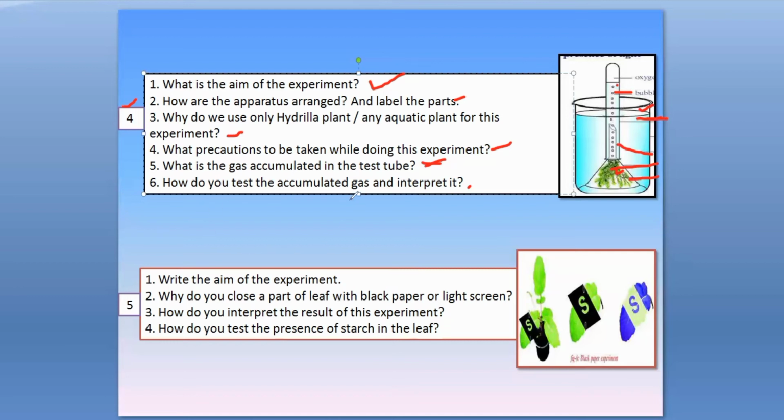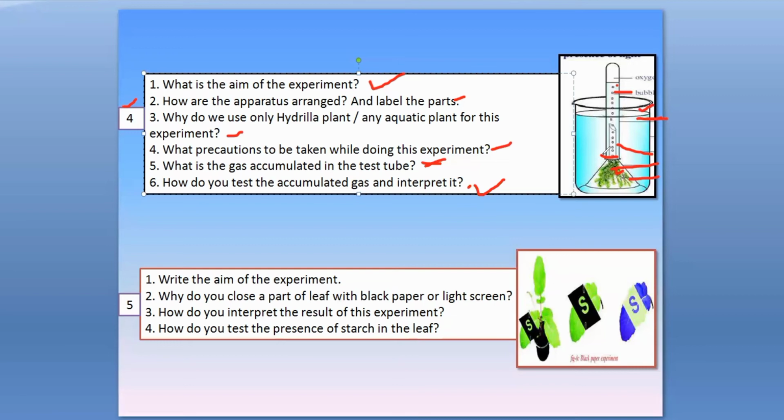So how do you test the accumulated gas and interpret it? Carefully lift up the test tube by closing its mouth with your thumb. Near the mouth, ignite or light a matchstick and keep it near the mouth of the test tube, and the matchstick will glow vigorously and brightly. It glows brightly and vigorously due to oxygen only. Where does it come from? So where do we collect it?